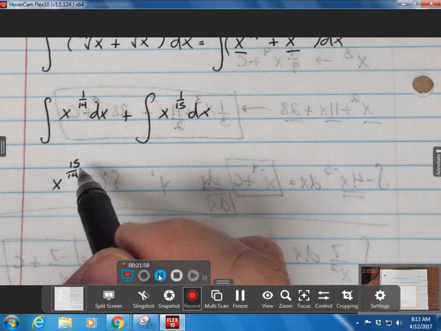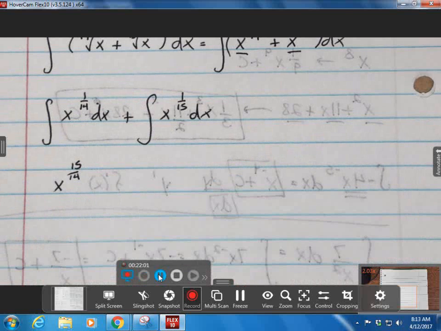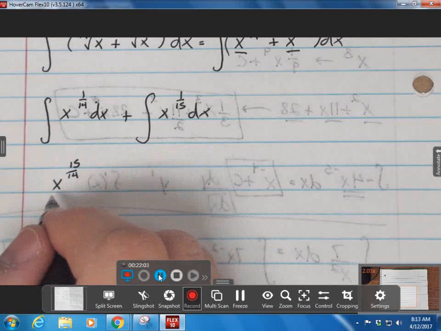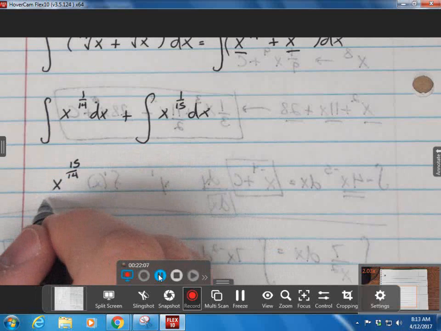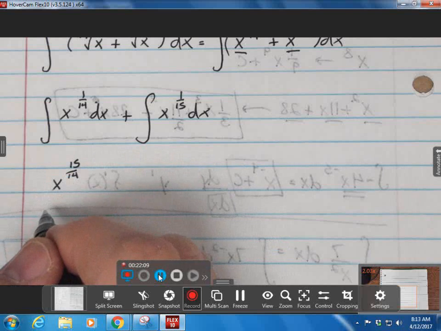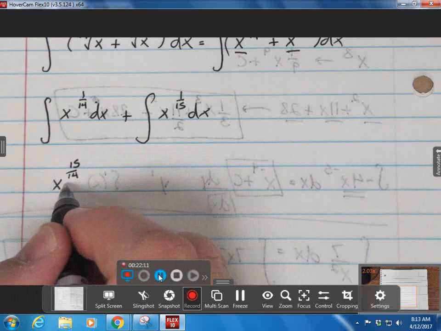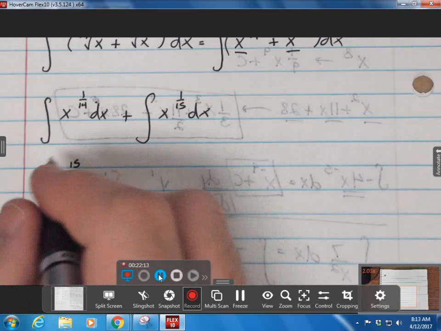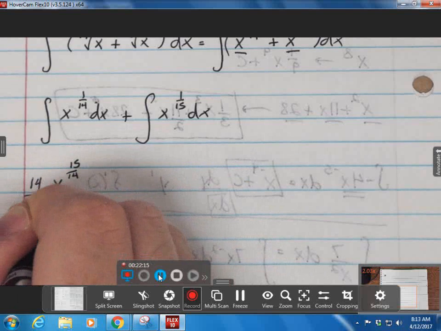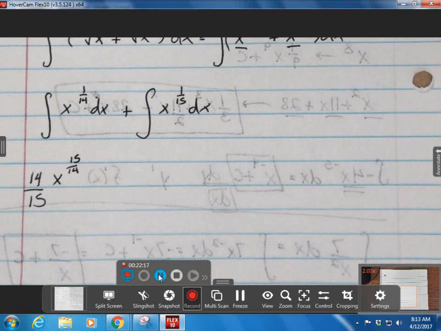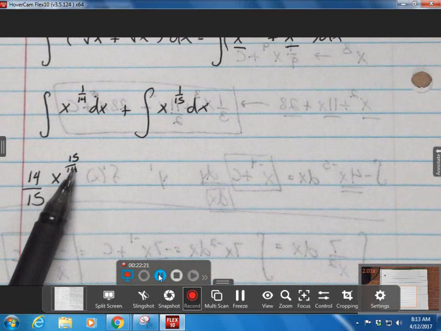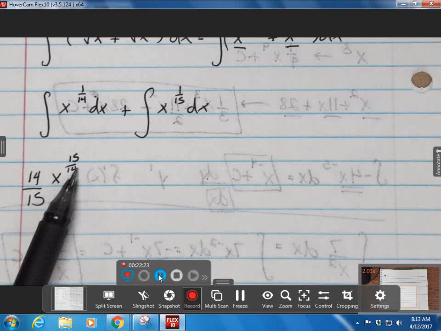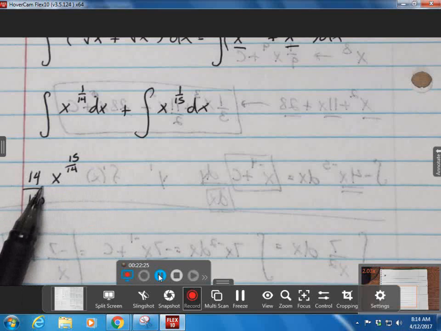Now this is the part that you're going to get much better at as well. You've got to divide by that new power. Think about how you divide fractions. You flip and multiply. So when you divide by 15/14, that's the same thing as multiplying by 14/15. Again, divide by this power. Dividing by a fraction is the same thing as flipping and multiplying by its reciprocal.